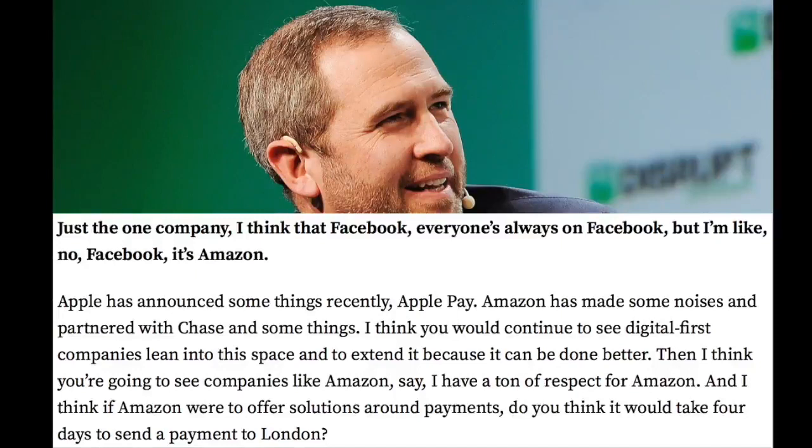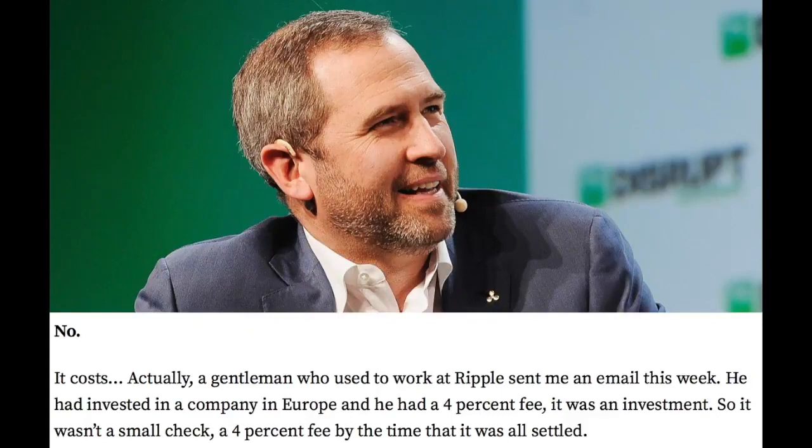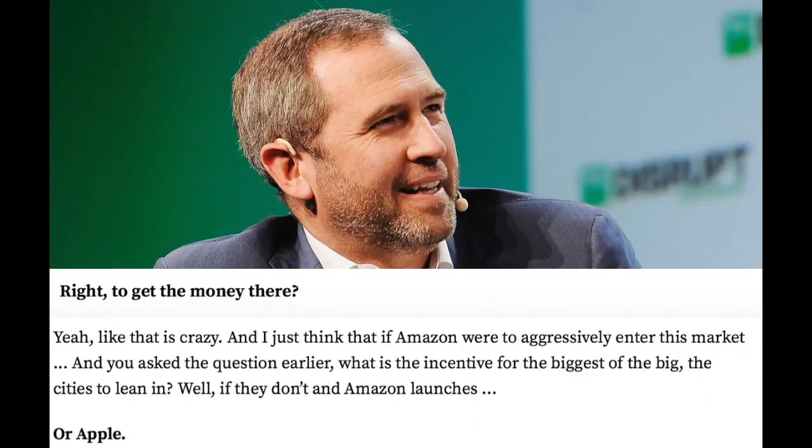I think you're going to continue to see digital-first companies lean into this space, and to the extent it can be done better, you're going to see companies like Amazon step in. I have a ton of respect for Amazon, and if Amazon were to offer solutions around payments, do you think it would take 4 days to send a payment to London? No. And on cost, a gentleman who used to work at Ripple sent me an email this week. He had invested in a company in Europe, and he had a 4% fee. It was an investment, so it wasn't a small check, a 4% fee by the time that is all settled, to get the money there.